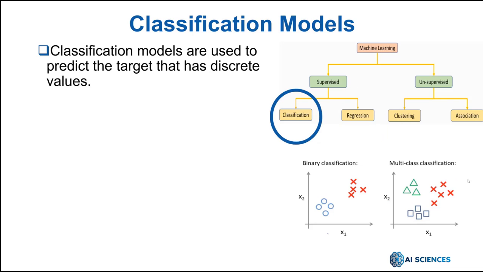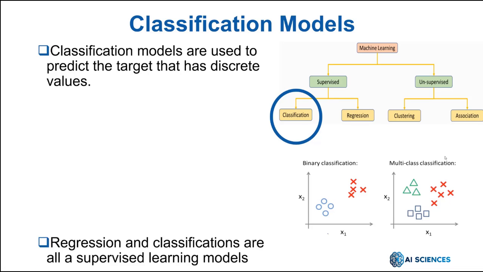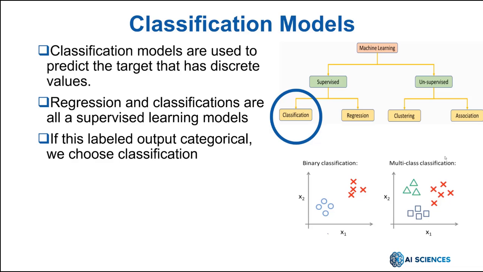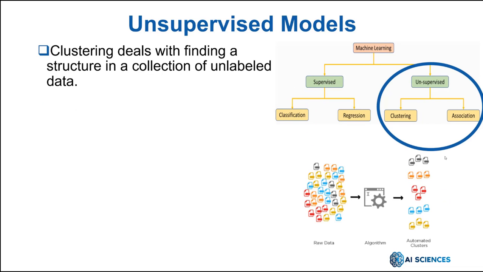On the other side, we have classification models. The classification models are used to predict the target that has discrete values. For example, class of fruits, orange, pineapple, and lime, or predicting whether a patient is suffering from cancer or not. For this kind of use, machine learning models collect insights from the historical labeled data and use these insights to predict the target class. Okay, listen up, don't forget this. Regression and classifications are all supervised learning models because we have a labeled output, which we need to predict. If this labeled output is continuous, we use regression, and if it's categorical, we use classification.